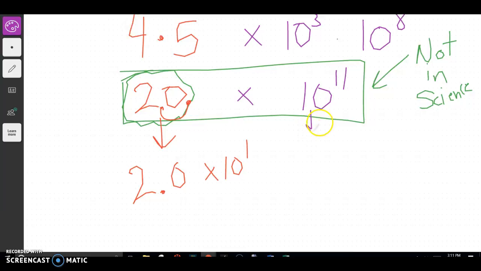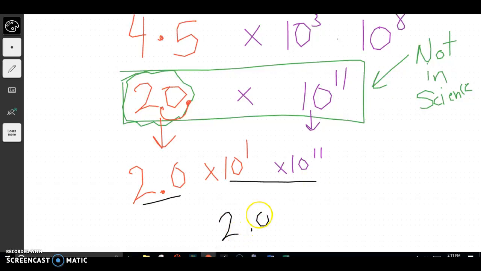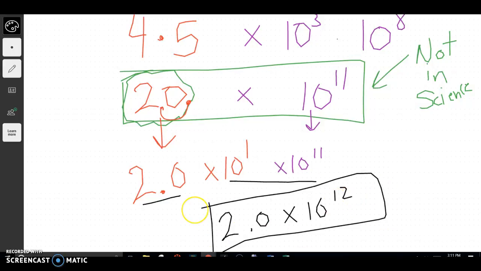Now we're going to bring this down here. So I'd have 2.0 times 10 to the 1st times 10 to the 11th. Well, that would be 2.0 times 10 to the 12th. And that would be my final answer. Let's try one more multiplication example.